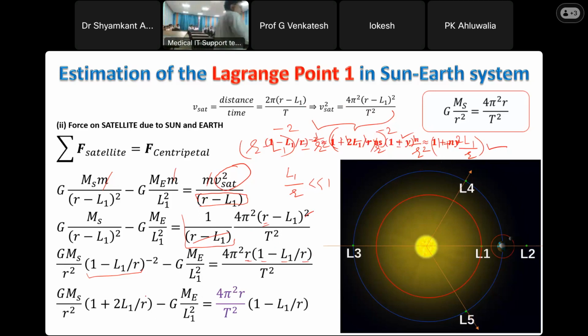Now here we are left with G M_s upon r square into (1 plus 2 L1 upon r) minus G M_E upon L1 square, that is equal to 4 pi square r upon T square. So this quantity in the next equation I have with another color because I wanted to substitute it.